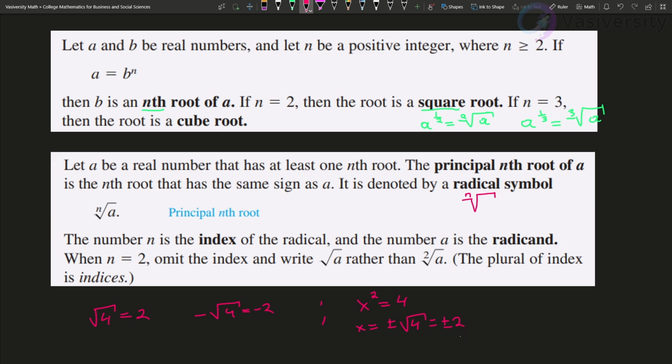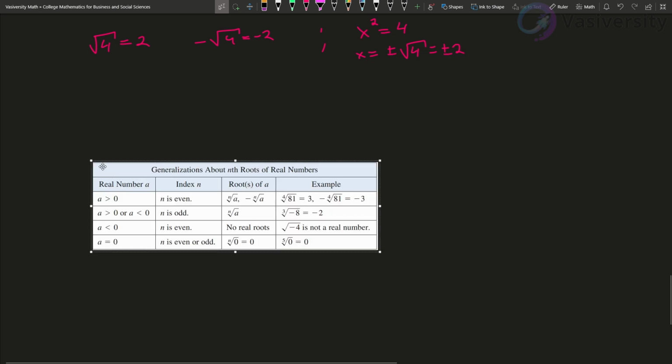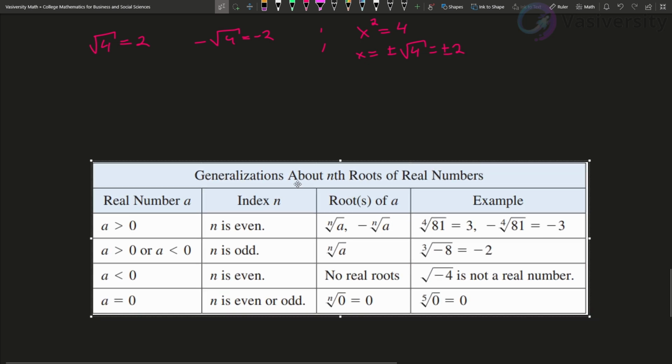So it can be either plus or minus, because negative 2 times negative 2 is going to give us 4, and 2 times 2 will also give us 4. So we might have multiple variations. We will always have to keep that in mind. And of course, we might have a certain generalization table for the square roots and the cube roots, and just in general, the nth root. So this table is going to be useful for it.